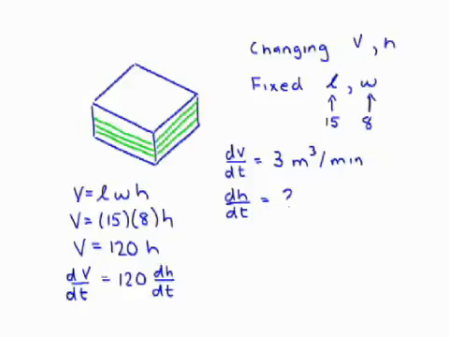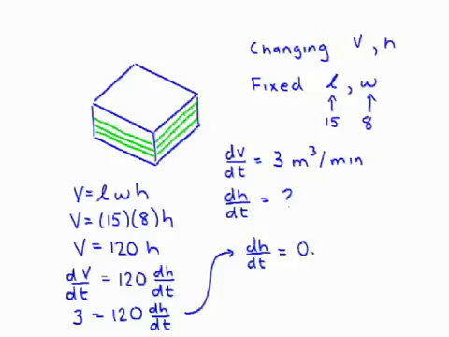Now, what I'm going to do is substitute in the values that I know. I know that dV/dt is equal to 3 meters cubed per minute. So I fill that in. And when I do so, I realize that there's only one unknown, and I can rearrange and solve for dh/dt, and I obtain 0.025, and the units of measure in this case would be meters per minute. So this is my rate of change of my height or depth with respect to time.